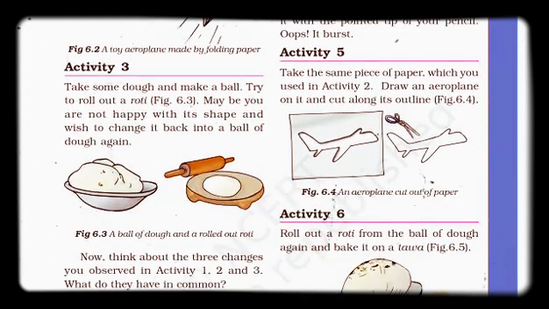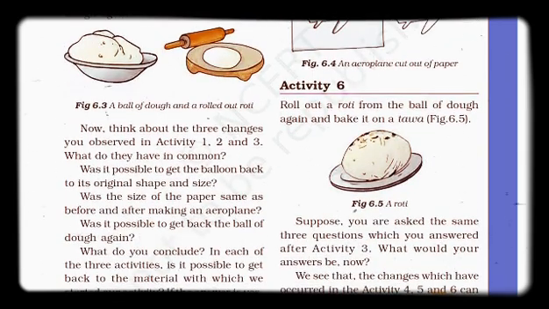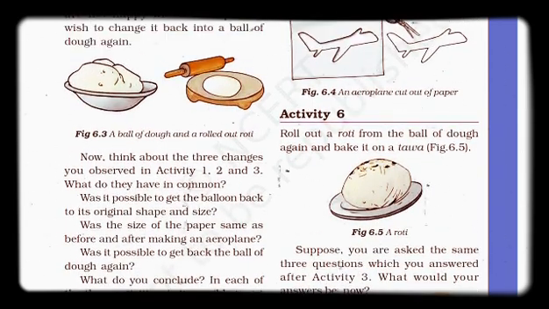Activity 3. Take some dough and make a ball. Try to roll out a roti. Maybe you are not happy with its shape and wish to change it back into a ball of dough again. You can see in figure 6.3 a ball of dough and a rolled out roti.